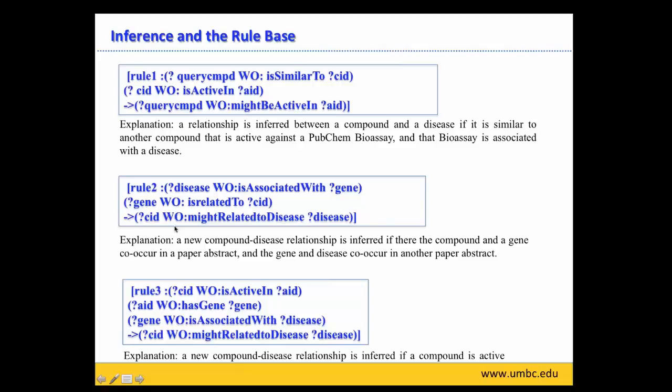And rule 2 shows that if a disease is associated with one particular gene and this gene is related to one compound, then we may say the compound might be related to this disease. Similarly, rule 3 is: the chemical compound is active in one bioassay, this bioassay has tested a particular gene, and this gene is associated with this disease. So we may say this chemical compound might be related to this disease. So these are just 3 examples to show you what kind of rules we have defined.